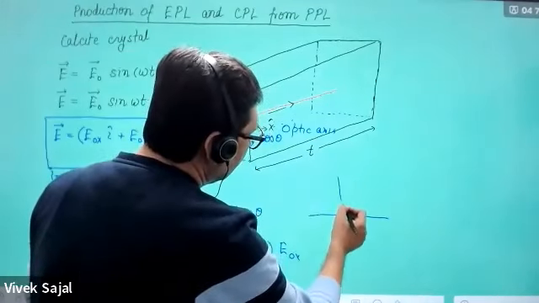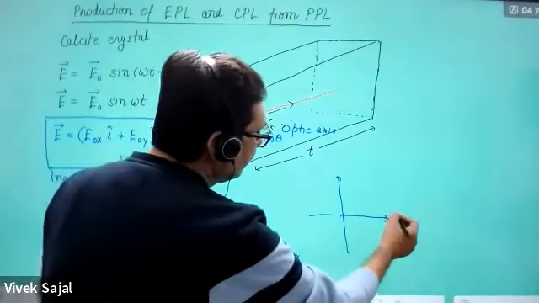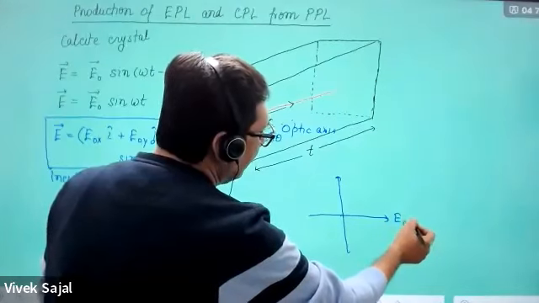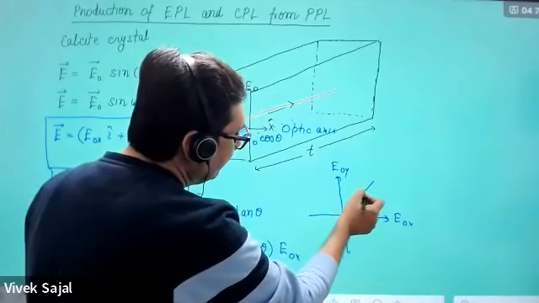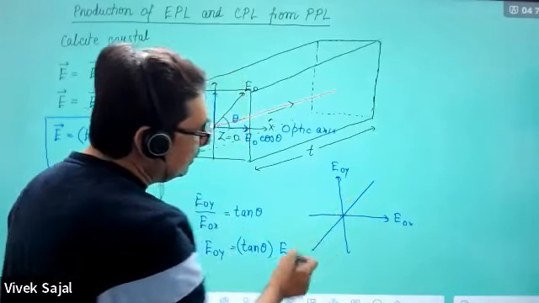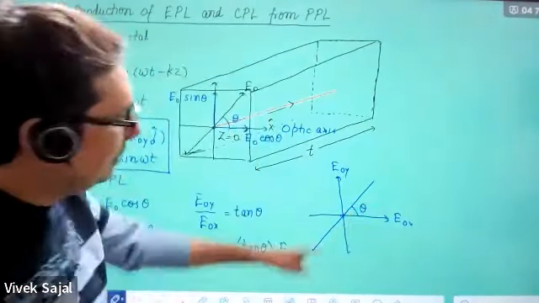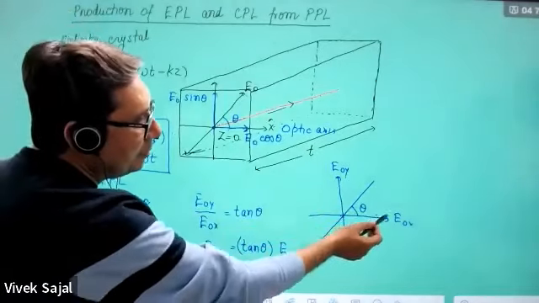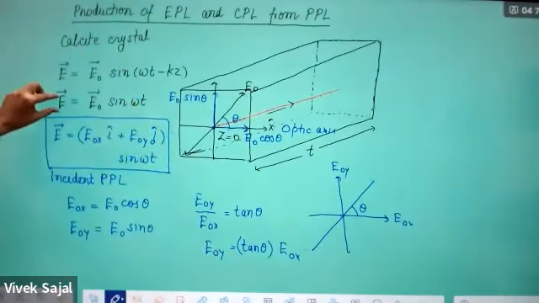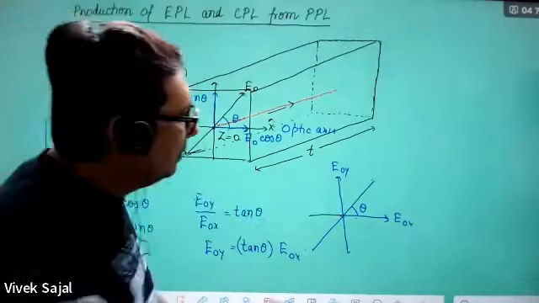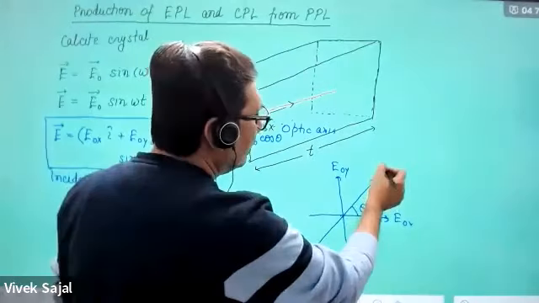If you plot E naught x and E naught y, with this as the x direction and this as the y direction, then the resultant will be this one. So this is the line. This line makes a slope of theta, an angle theta with E naught x. So this line represents the electric vector, and this is plane polarized light.